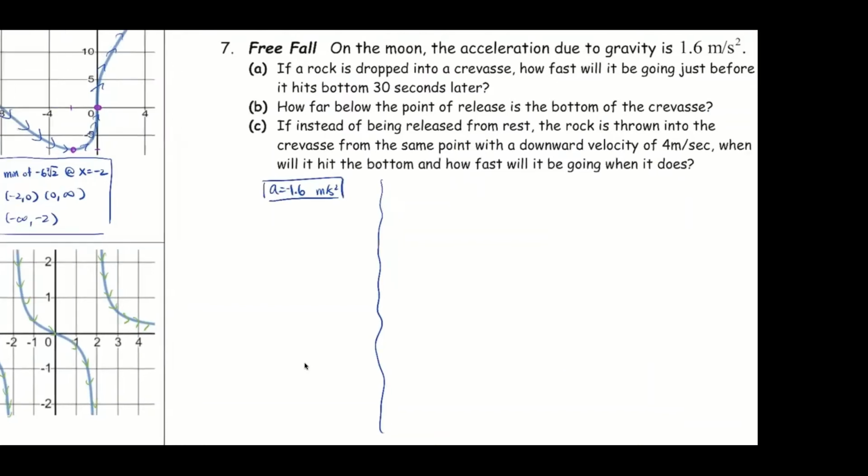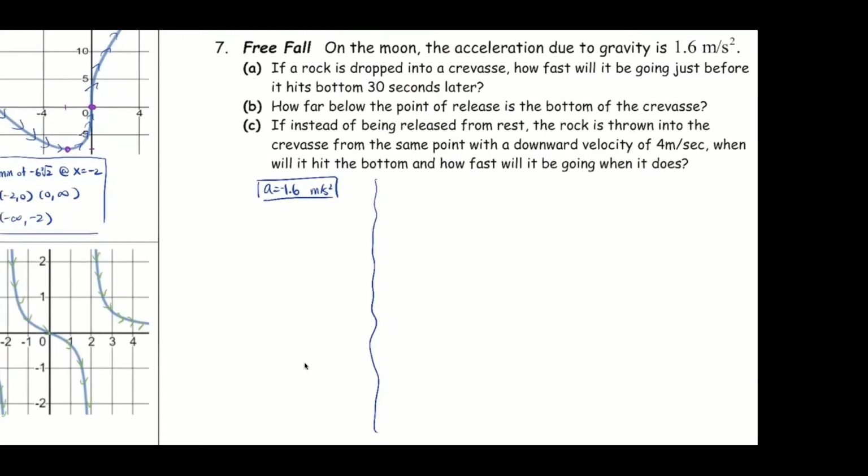All right, so now it says if a rock is dropped into a crevice, I don't even know if I spelled it right, but oh well. How fast will it be going just before it hits bottom 30 seconds later? Oh, so there's a lot of information given here. First thing it tells me, it is dropped. So when it's dropped, that means your initial velocity is 0, because you didn't throw it, you just let it go, right? So V of 0 is 0. That's the next hint it gave me, that the dropped means V of 0 equals 0. So initial velocity is 0.